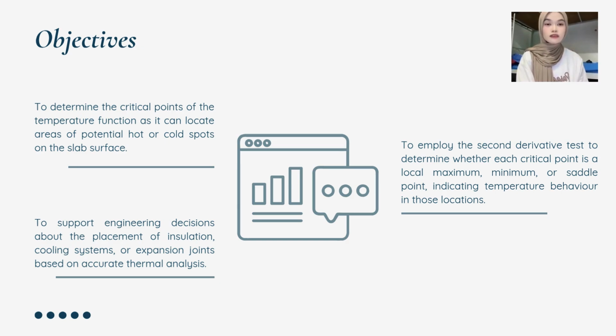So for the objectives, there are three objectives for this group project. The first one is to determine the critical points of the temperature function, as it can locate areas of potential hot or cool spots on the slab surface. The second one is to employ the second derivative test to determine whether each critical point is a local maximum, local minimum, or a saddle point, indicating temperature behavior in this location. The third one is to support engineering decisions about the placement of insulation, cooling systems, or expansion joints based on accurate thermal analysis.